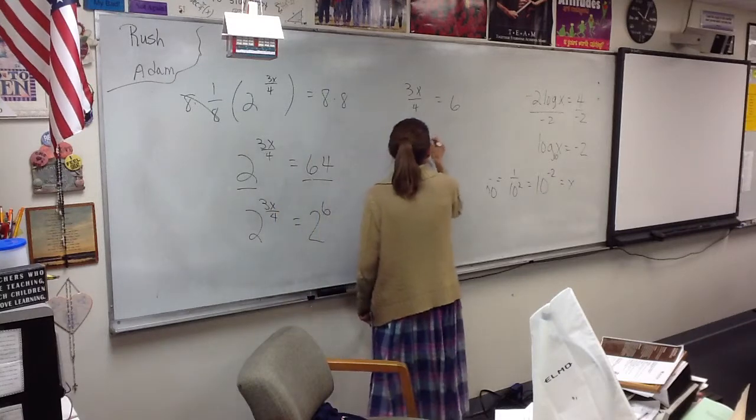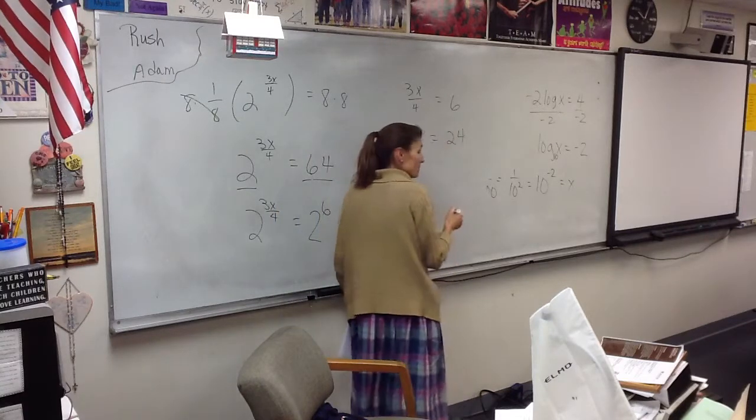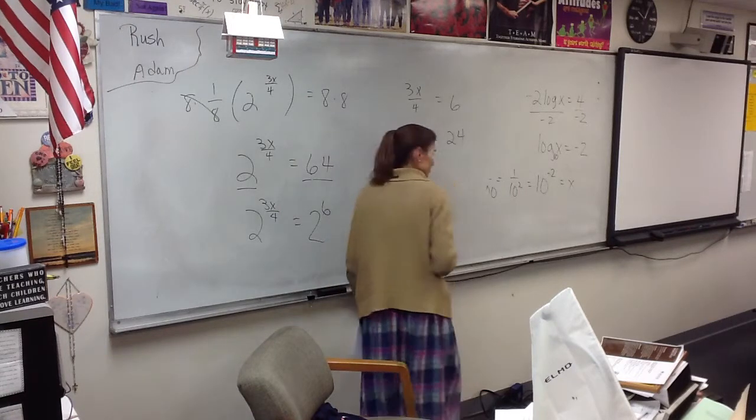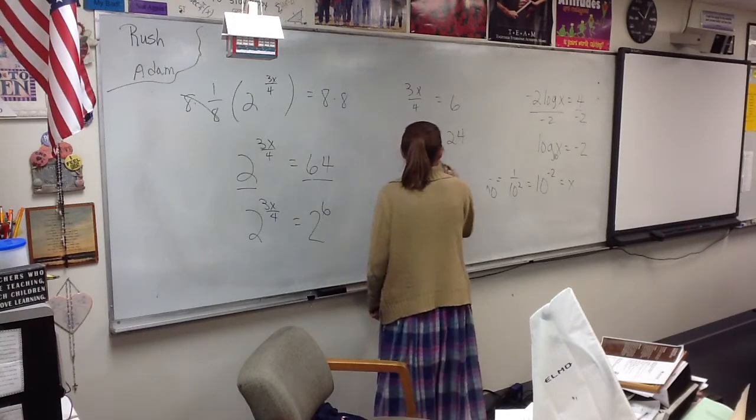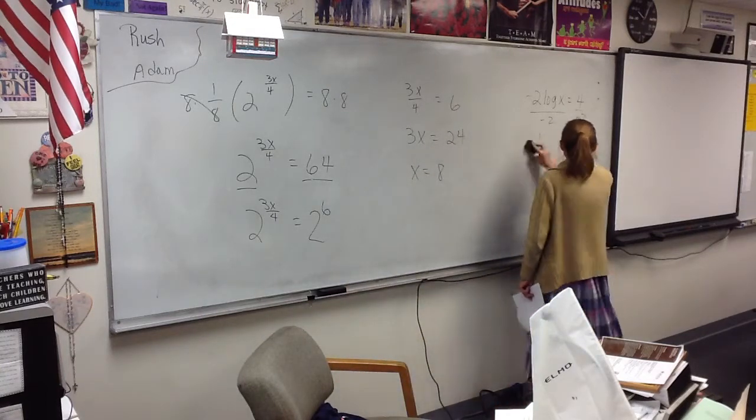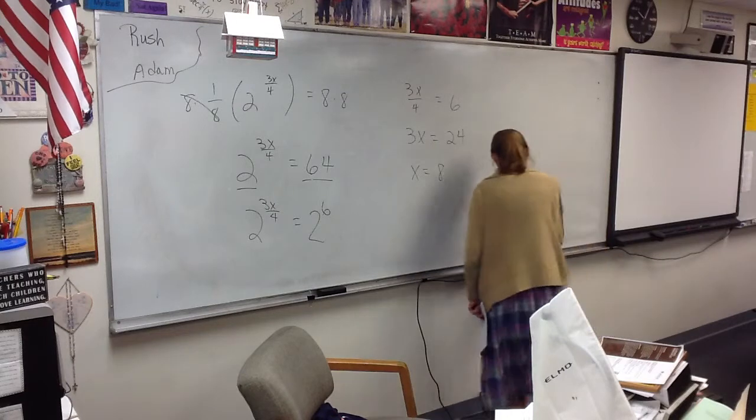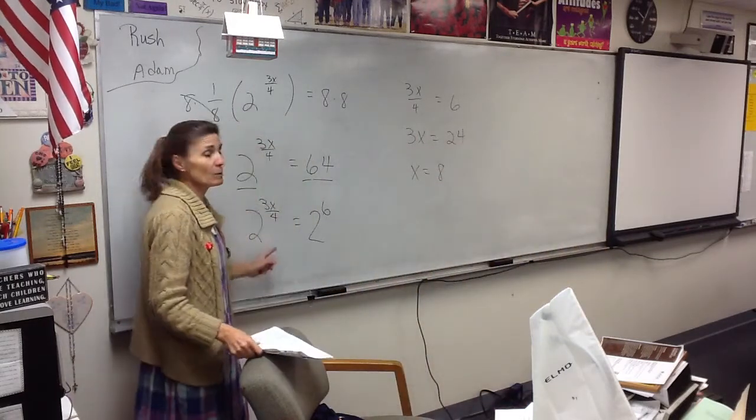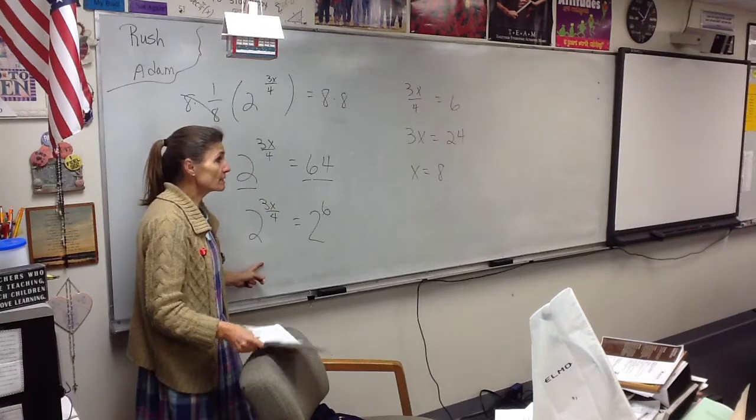Multiply by 4. And then, divide by 12. Divide by what? Never mind. Divide by 3. So x equals 8. So what looked like a really hideous problem really wasn't bad. Don't get psyched out.